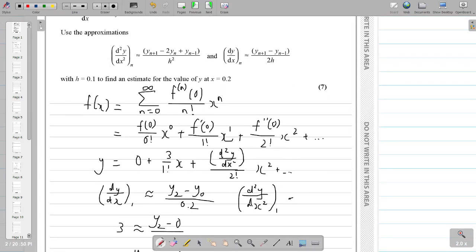So let's just write out the formula for now. So this is going to be equal to y sub 2 minus 2y sub 1 plus y sub 0 over h squared, so it's going to be 0.001. And this is what we're looking for, I think. Or no, we're looking for the initial value.